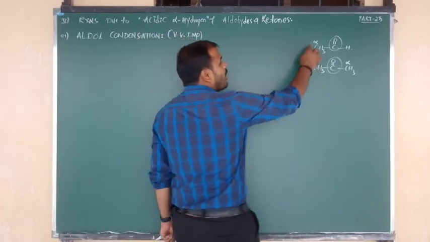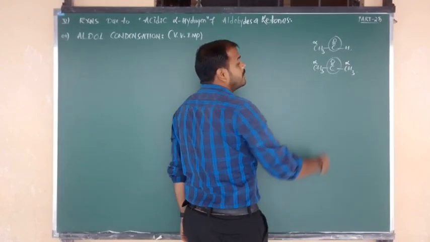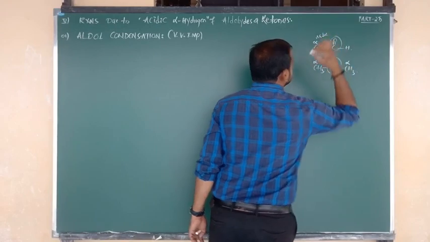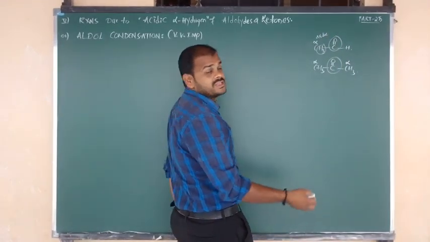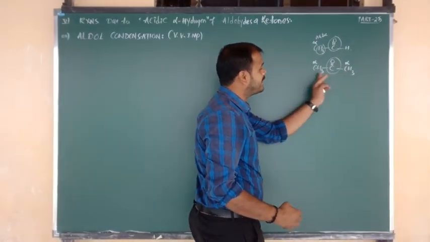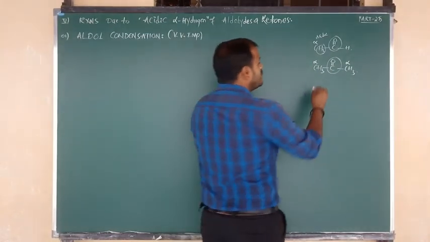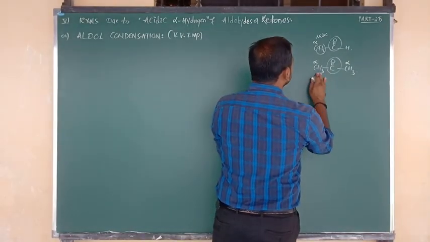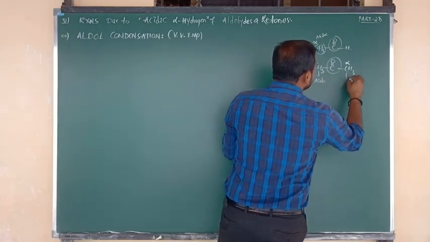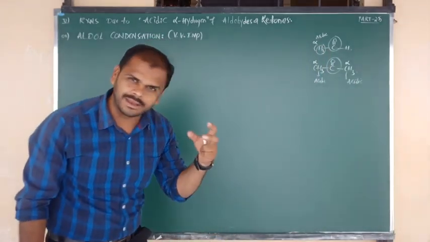Good. So here how many alpha hydrogens are there? 3 alpha hydrogens are there, and all 3 alpha hydrogens have acidic nature. In the case of acetone, 2 alpha carbons are there, and each alpha carbon contains 3 hydrogens. So the total number of hydrogens is 6, and all 6 hydrogens have acidic nature.